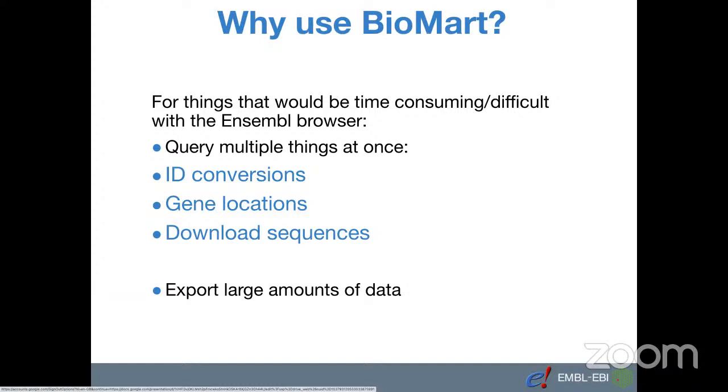BioMart can export large amounts of data, but it has limited capacity. So it is not a whole genome data export. If you want a whole genome file, then you would need to go to our FTP site, which is a public directory. If you ask BioMart to output all possible genes, it's going to crash. So we would suggest around 500 items in one job.